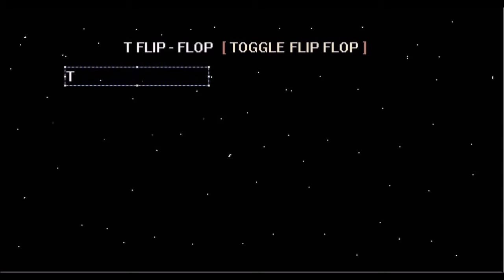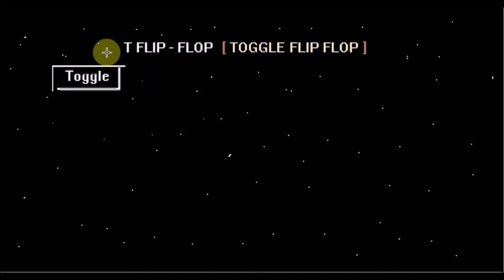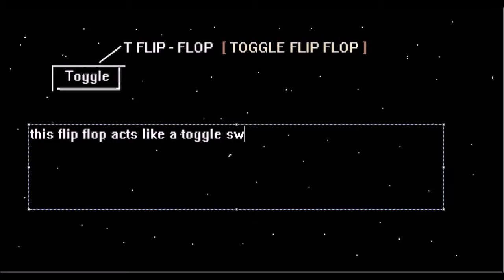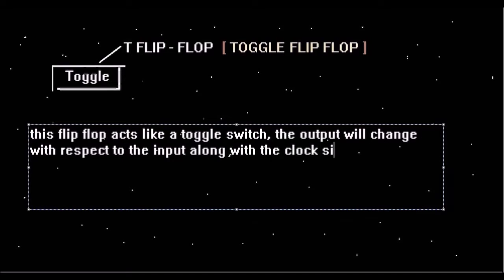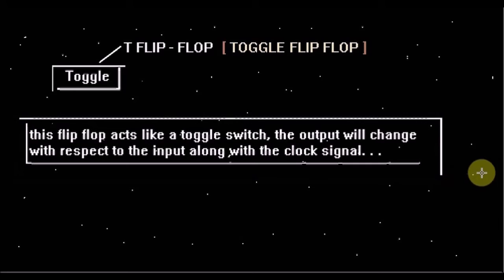Define first what is a T flip-flop. The T stands for toggle. This flip-flop acts like a toggle switch. The output will change with respect to the input along with the clock signal. So it means that the output will toggle with respect to the input along with the clock.